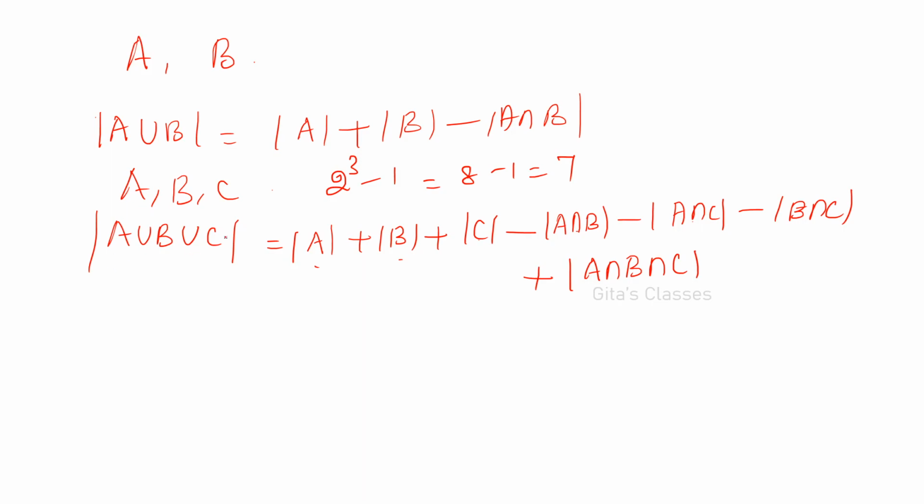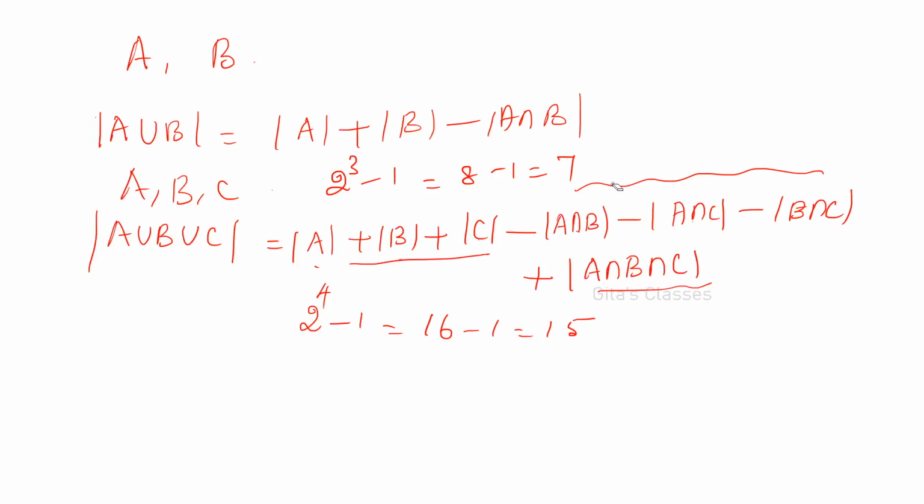Similarly, for 4 also I have given it in the class. You can go through that. You will have 15 terms: 2 power 4 minus 1, that is 16 minus 1. So 15 terms you will have for 4 sets. Even for 2-3 marks, you can expect a definition also. I mean, define how to find the cardinality of the union of 4 sets. For 4 sets you will be asked this, the principle of inclusion exclusion. That is, we are including A, B, C separately, and you are excluding these common terms and so on.